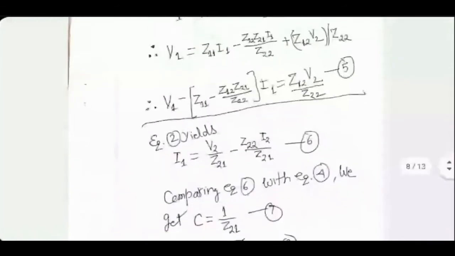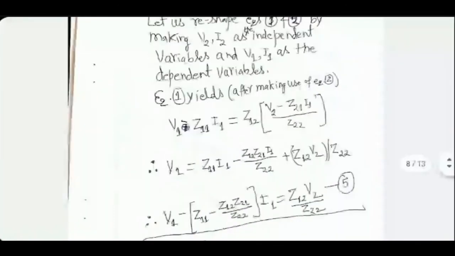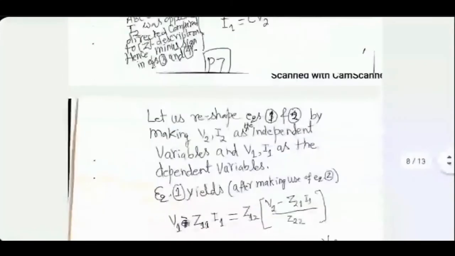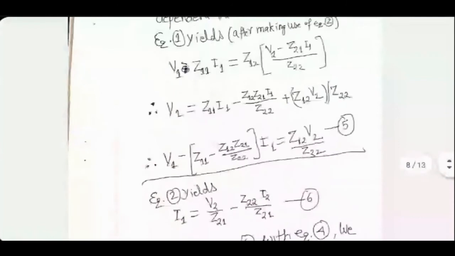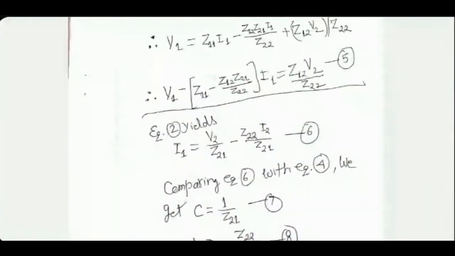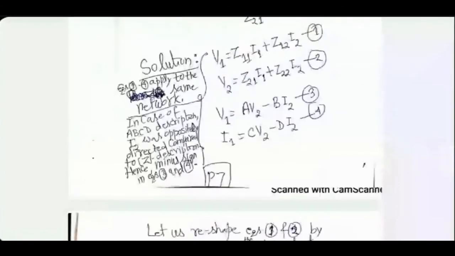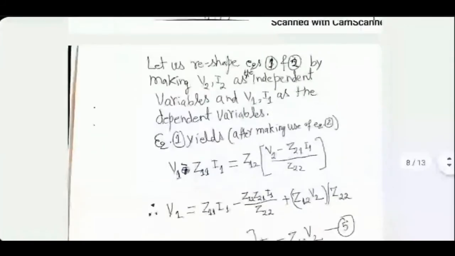Double check the derivations. Equation 2 can be reshaped also in terms of I1 as a function of V2 and I2. What I do is I take Z22 I2 in equation 2 from the right hand side to the left hand side, and then I divide the result by Z21 to write I1 in terms of V2 and I2. This is simple.